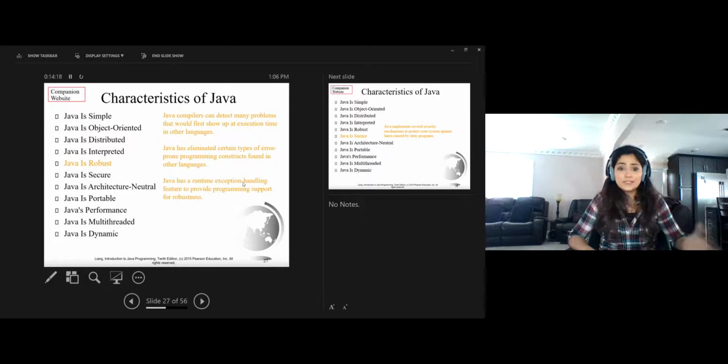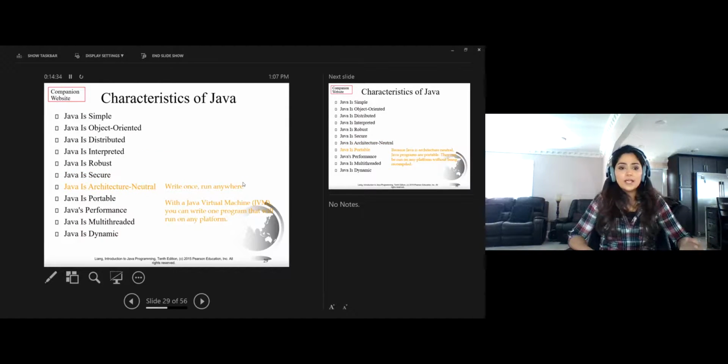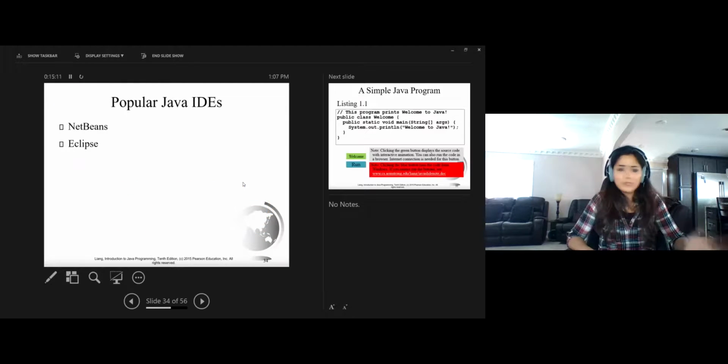Java is robust. That's the feature because it catches most of the errors at compile time, and it can also tell you about exception handling during runtime. Java is secure. That's why it's an internet language, and it has a lot of features on that as well. Architecture neutral, again, means it works on any operating system. These are all the features.